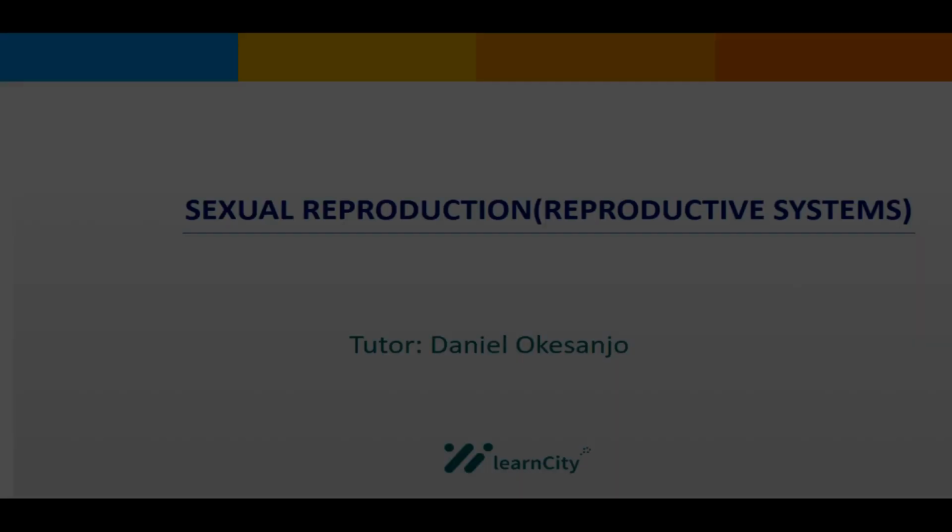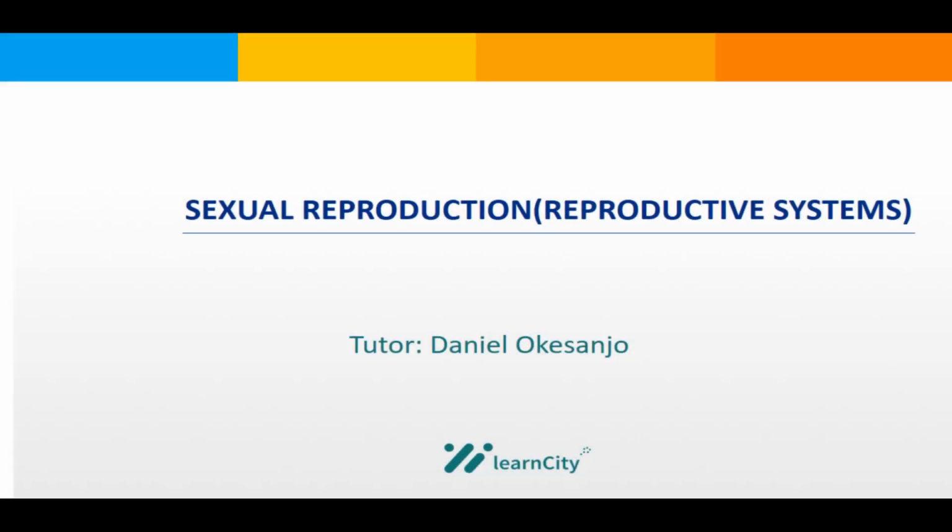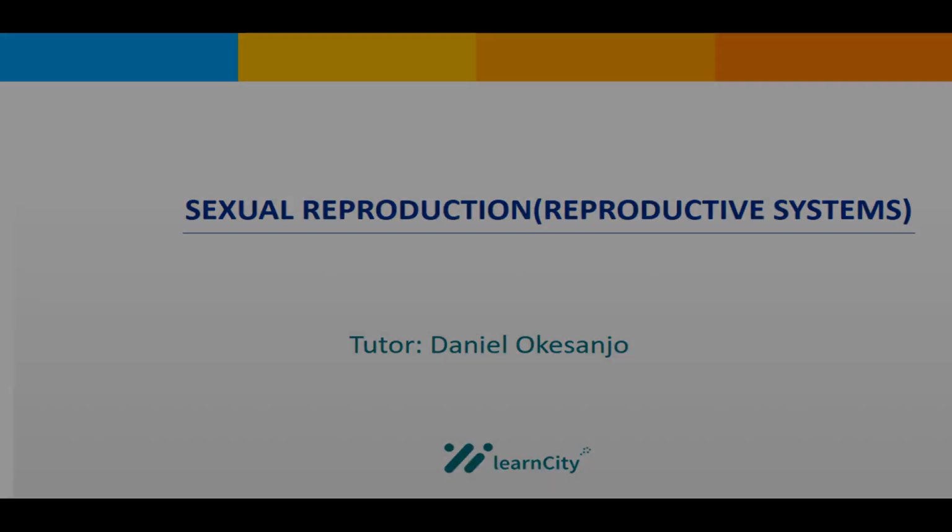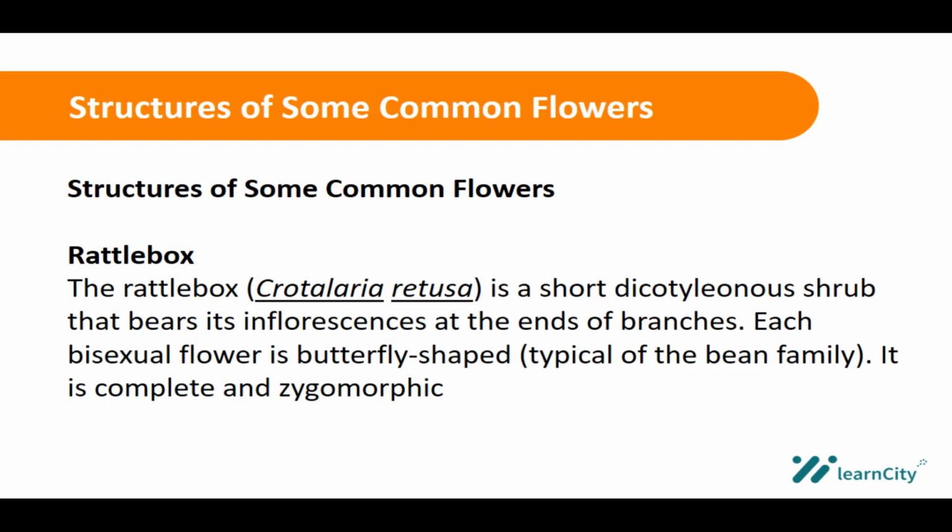Today we're continuing this topic of reproductive system in flowers under sexual reproduction. And today we're talking about the structures of some common flowers. So the flower we'll be starting with is the rattlebox. Now the rattlebox, the scientific name is Crotalaria retusa.